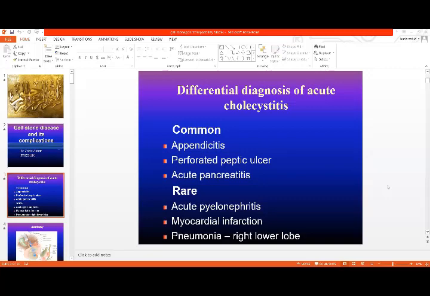Always think of MI. You need to exclude that before you exclude the cardiac problem. Very rarely you can get acute pyelonephritis, kidney injury posteriorly, but you can get pain radiated anteriorly. Also myocardial infarction, and sometimes radiation from right lower lobar pneumonia in the lungs.